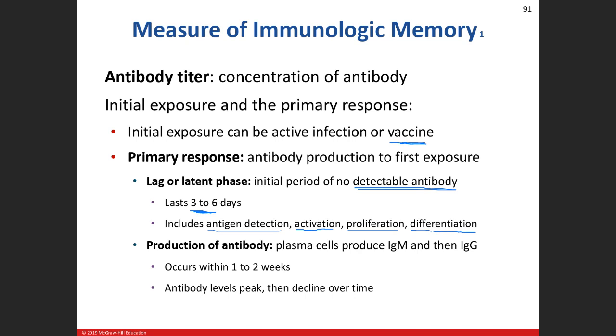And now we have the plasma cells producing antibodies. That's going to take up to 1 to 2 weeks. We start off with the IgMs, and then the IgGs take over in production. So this could take as long as 14 days to mount a decent immune response for the primary exposure. That's the primary exposure.